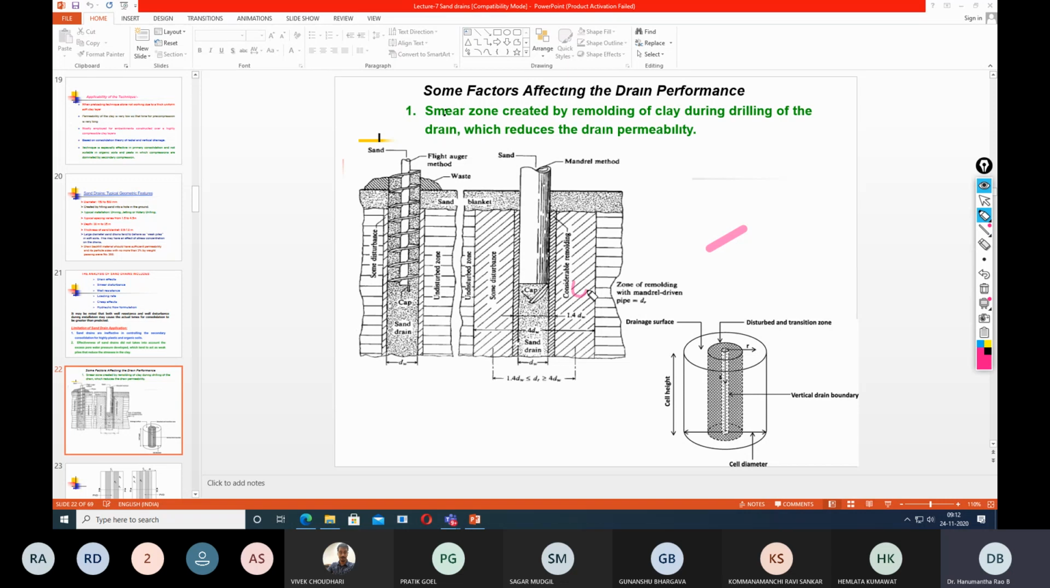For example, this is the undisturbed zone. The water molecule may travel from this location all the way up to the smear zone, but the permeability of the smear zone is slightly lesser than the permeability of the original soil. Therefore, it can create some kind of impediment to permeability. That is called the smear zone effect.